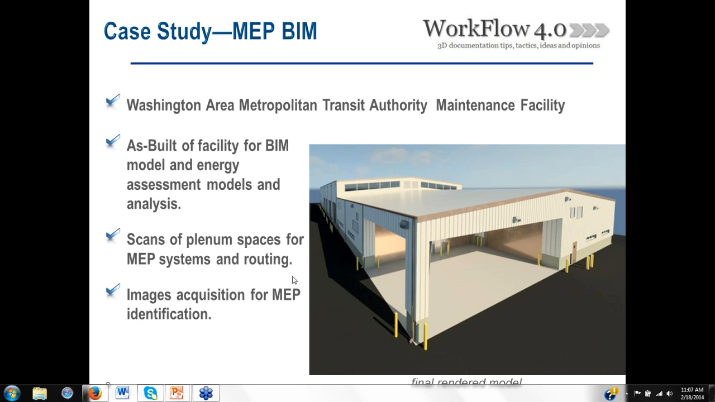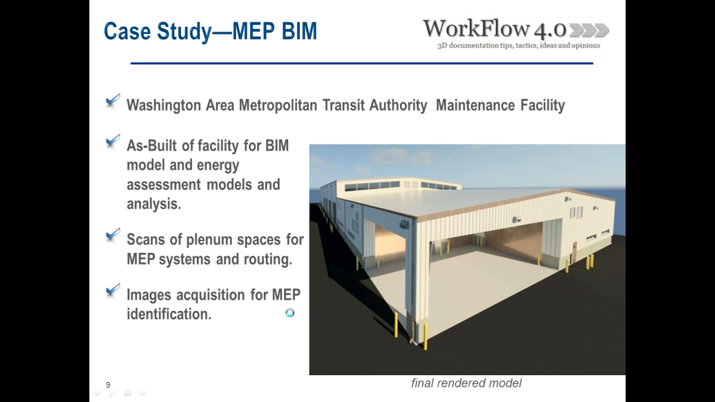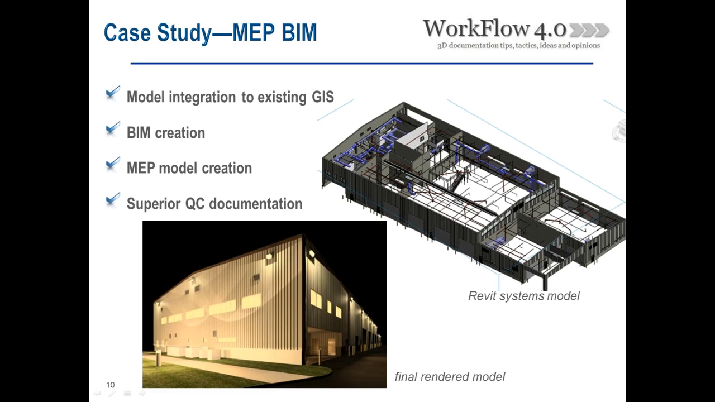So I've covered the image acquisition for the MEP identification. The image to the right is the model of the building after it's been through the BIM process. They also wanted to put the semblance of the building on their GIS, so each of these BIM models would be in a DWG format existing in their GIS world for general planning on the overall site.